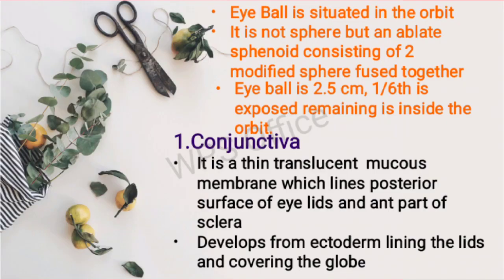Firstly, we know that the orbit is the bony socket in which the eyeball is held. The basic measurement of the eyeball is about 2.5 centimeters, and one-sixth part is exposed outside. The remaining part is inside the orbit.